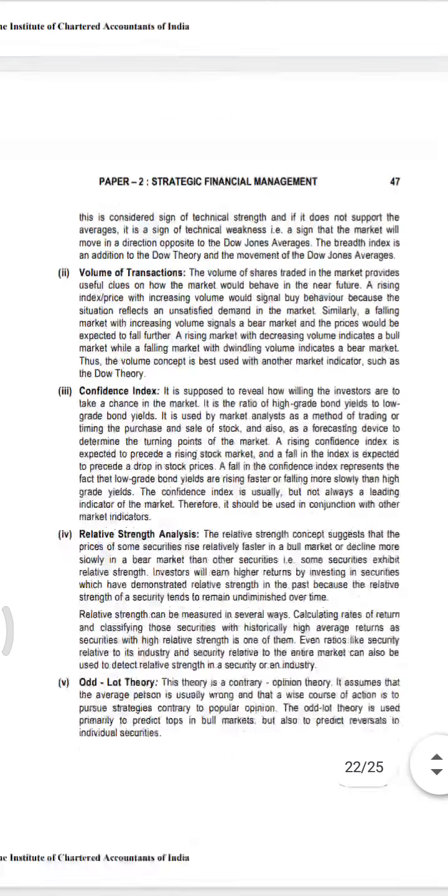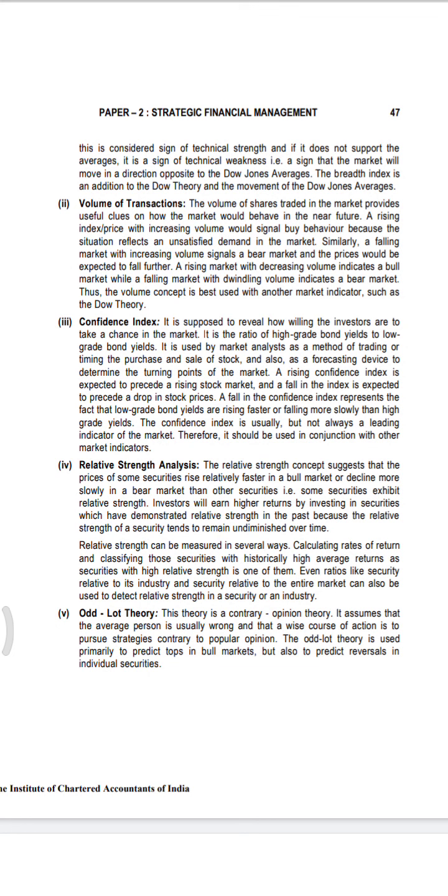Volume of transactions. The volume of shares traded in the market provides useful clues on how the market would behave in the near future. A rising index price with increasing volume would signal bull behavior because the situation reflects an unsatisfied demand in the market. Similarly, a falling market with increasing volumes signals a bear market and the prices would be expected to fall further. A rising market with decreasing volume indicates a bear market, while a falling market with dwindling volume indicates a bull market. Thus, the volume concept is best used with another market indicator such as the Dow theory.